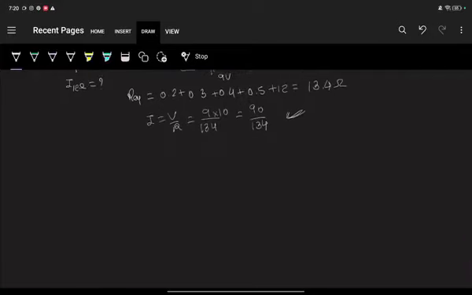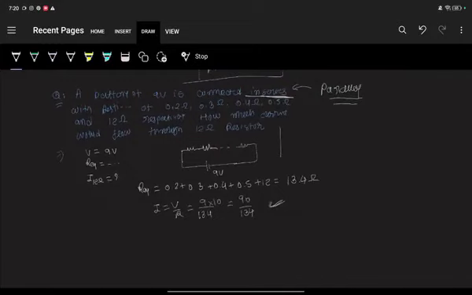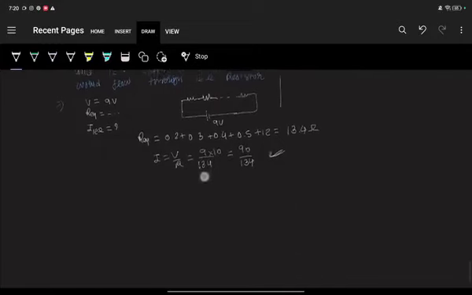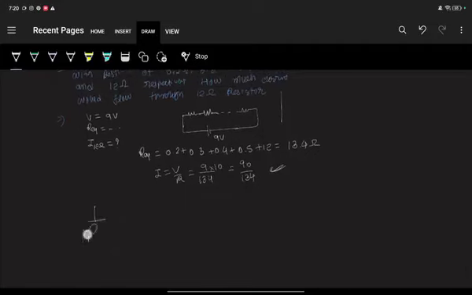Now, let's just find, in parallel, the current through the 12 ohm resistor. So first of all, R equivalent will be what? 1 by R equivalent is equal to 1 by 0.2, which is 10 by 2, plus 10 by 3, plus 10 by 4, plus 10 by 5, plus 1 by 12.